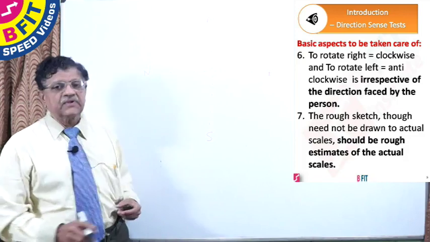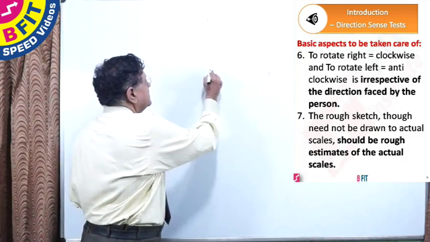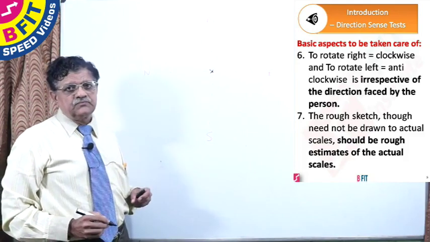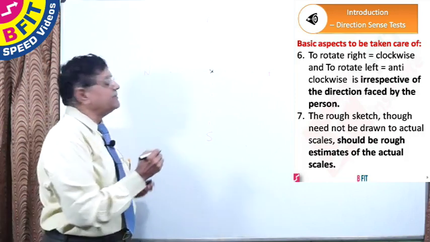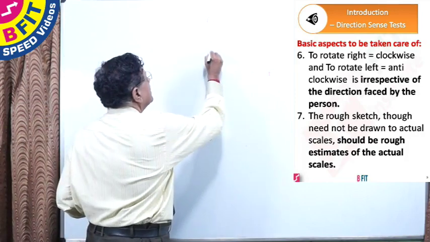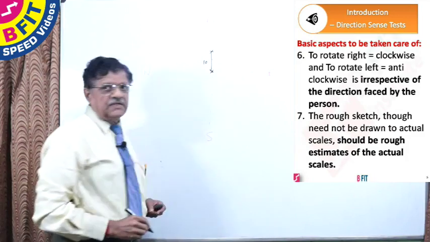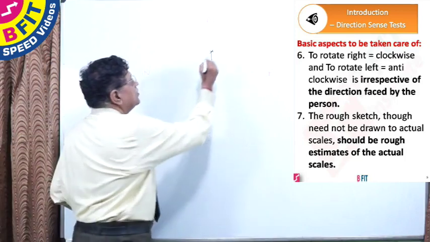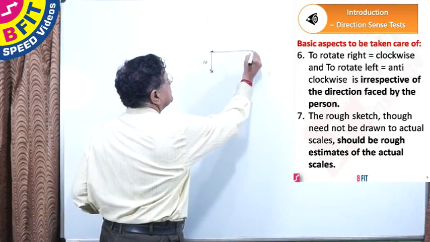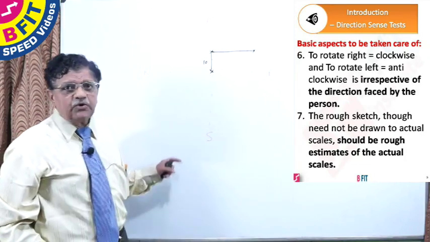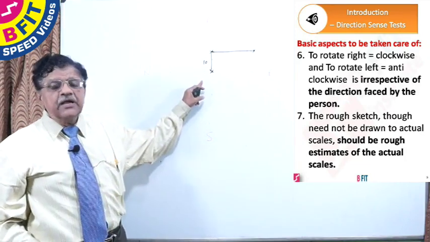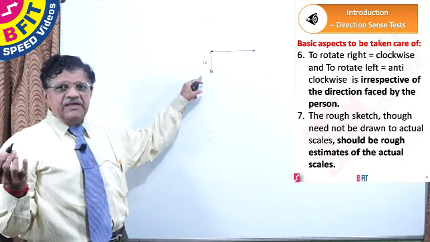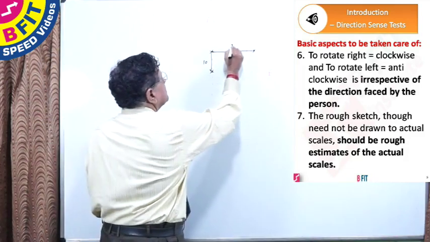For example, a person starts from A. He walks upwards 10 meters. So this is 10 meters. He takes a right turn and walks for 20 meters. Now when you draw 20 meters, it should approximately be twice the size of this distance. Approximately, it need not be exact. So this is 20 meters.